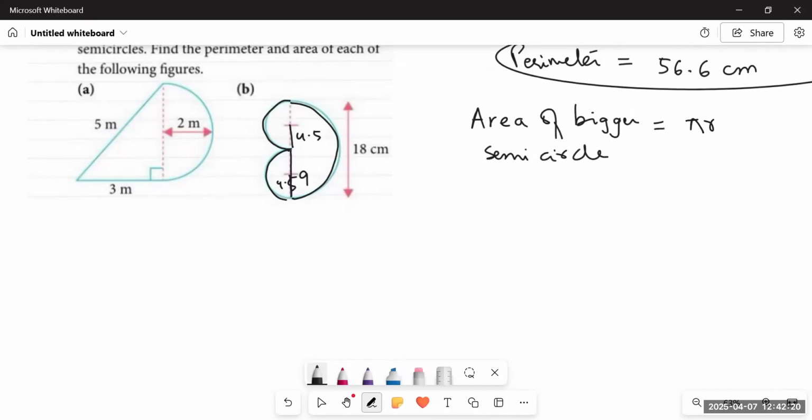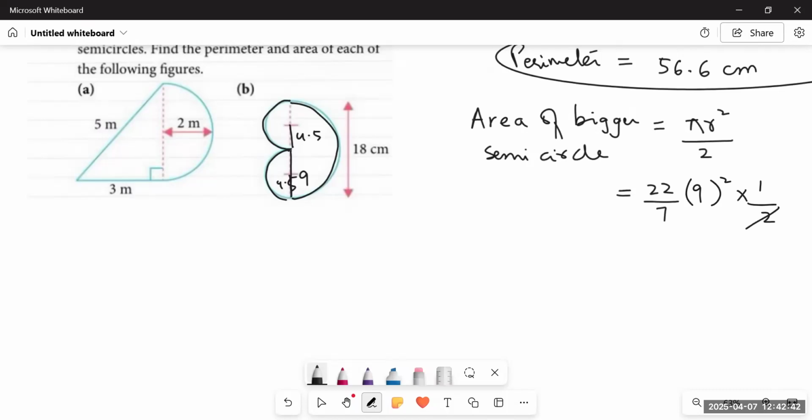Okay. So we can say area of bigger semicircle is pi r square upon 2. Why? Because the area of a full circle is pi r square. So the area of this semicircle would be its half. So it would be 22 upon 7. The radius we have already found as 9. We will square it and then we will divide it by 2, which is multiply by 1 upon 2.